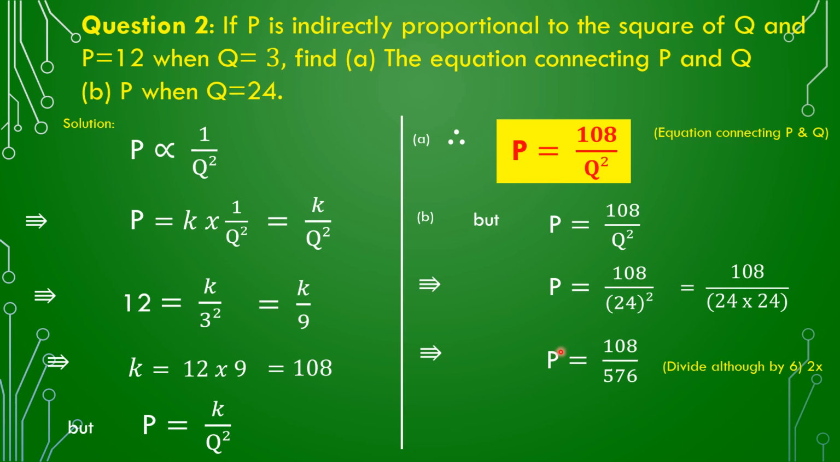Now, this expression can be divided further. Divide all through by 6, and you have an expression; you divide again by 6, and you have the final expression as P equal to 3 over 16. Or you can just divide directly by 36, and you still have the same answer, P equal to 3 over 16. So that answers our question.